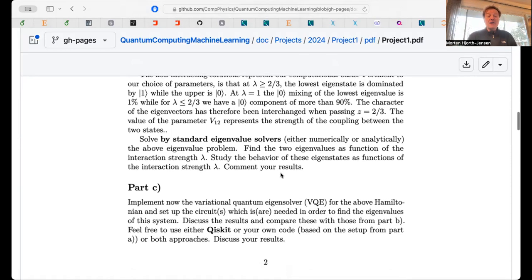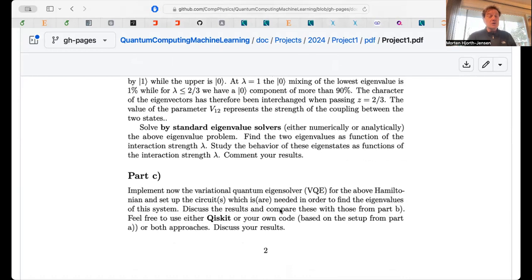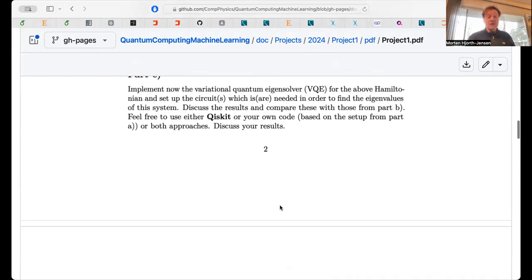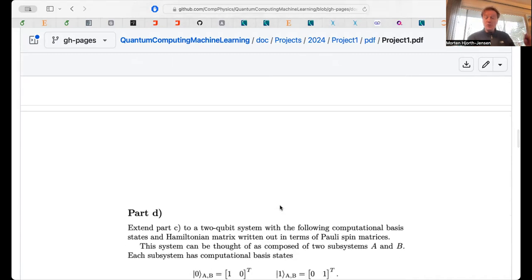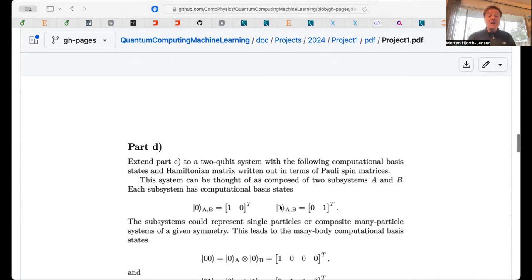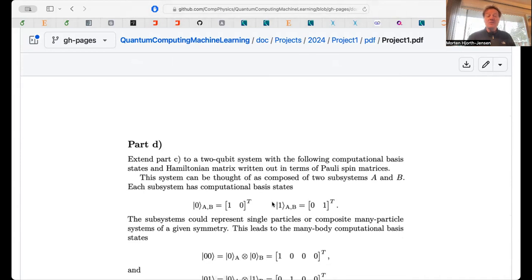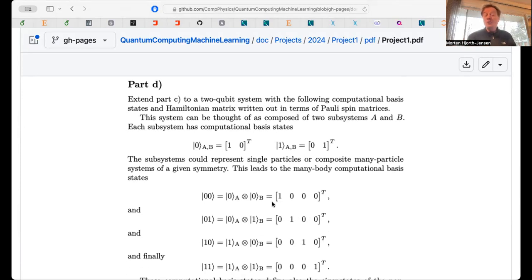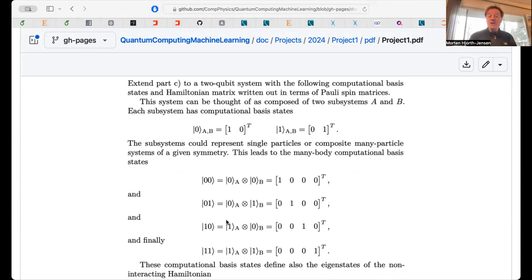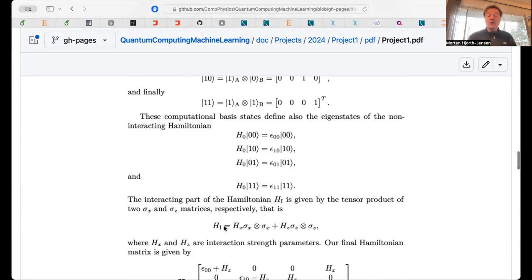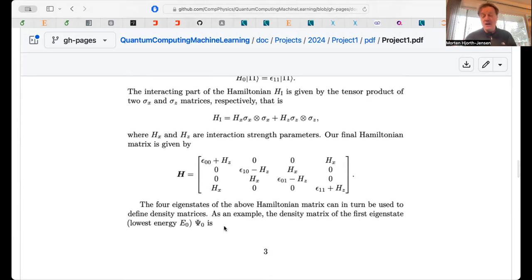Then next week we want to discuss both how we can simulate this ourselves and how we can implement an algorithm which is called the variational quantum eigensolver. So that will be part C, which we will continue discussing next week. And then we will extend that simple Hamiltonian to another Hamiltonian, which we met in the lectures last week, which gave us this 2-qubit system where we have these computational basis states, and we end up with a 4x4 matrix which we have to diagonalize.